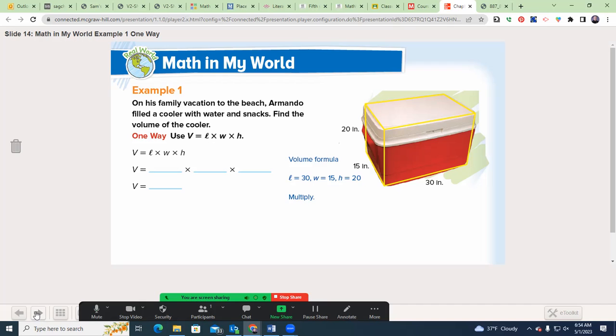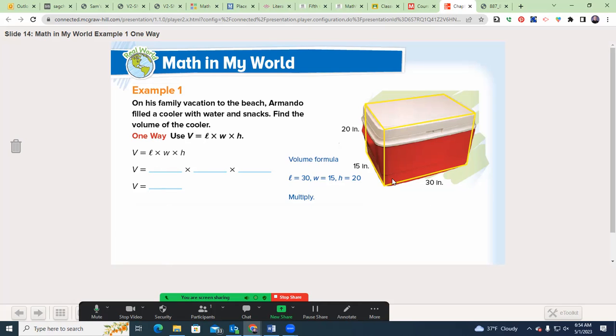On the top of the page, you've got V equals L times W times H. Or you could put the length and width together, like the 15 and 30, and call that the base. So volume equals base times height. I would recommend at the beginning that we use this, but let's look through both ways. So we can put our numbers in. The length is 30, our width is 15, and our height is 20.